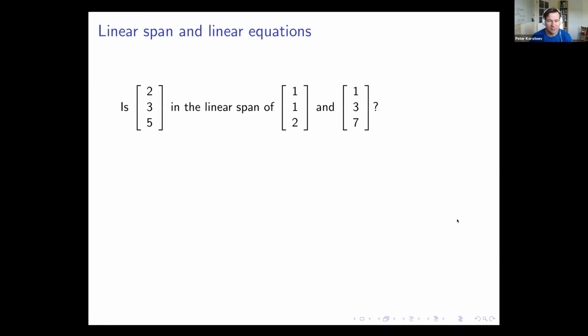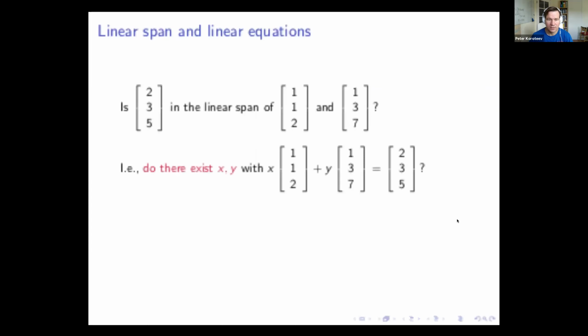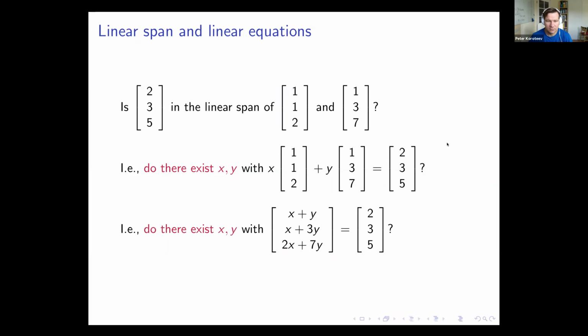Okay, now let's ask a different question. Is the vector with components 2, 3, and 5 in the linear span of vectors (1, 1, 2) and (1, 3, 7)? How shall we check that? Well, let's reformulate this. If it is, then there exists a linear combination of these two vectors with coefficients x and y such that it is equal to (2, 3, 5). So do x and y exist such that this is true?